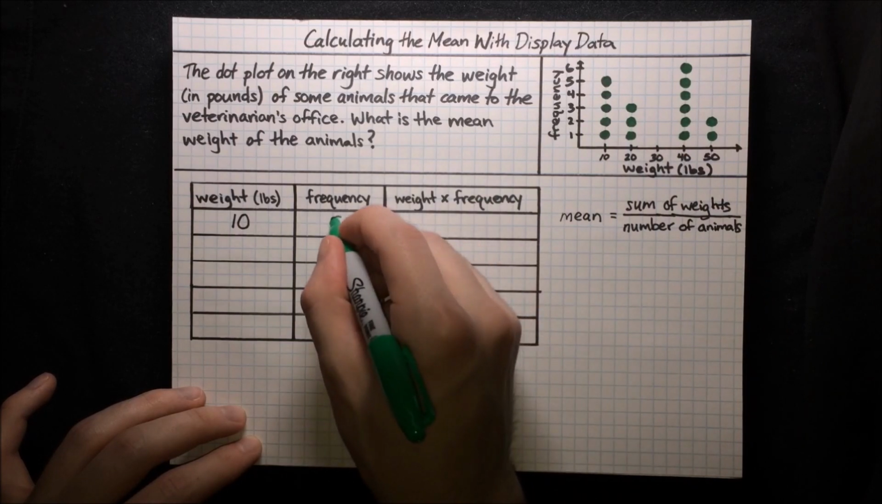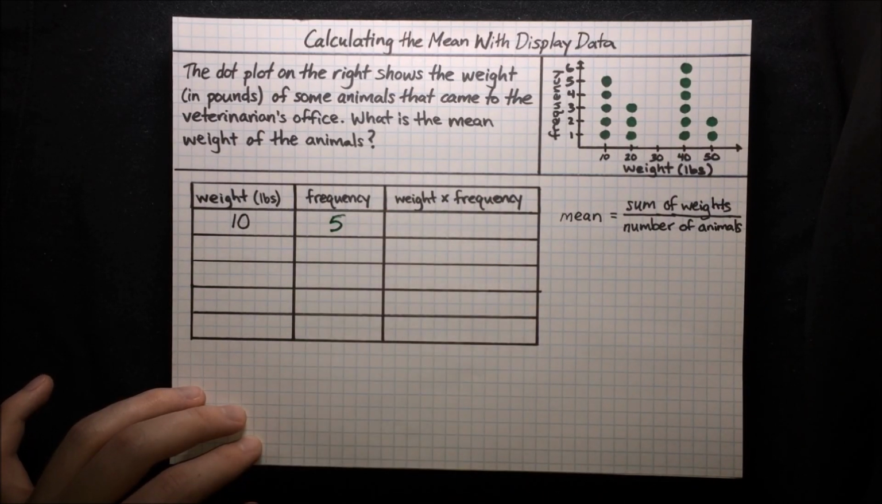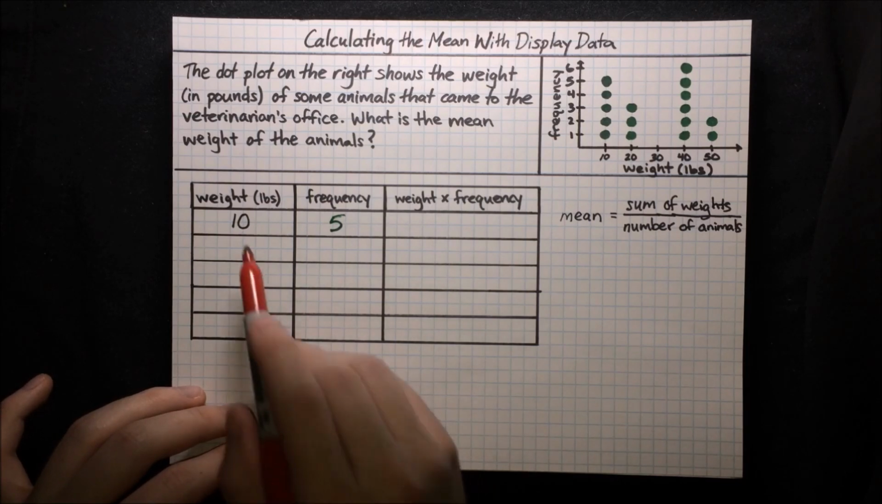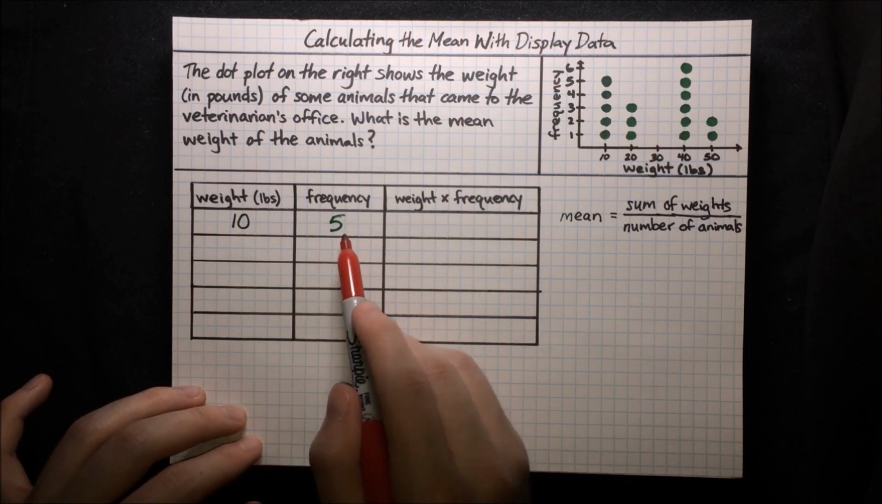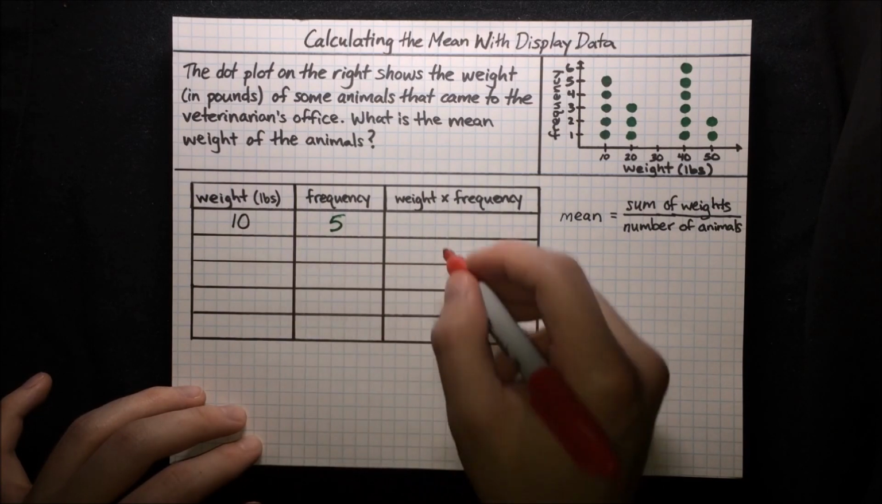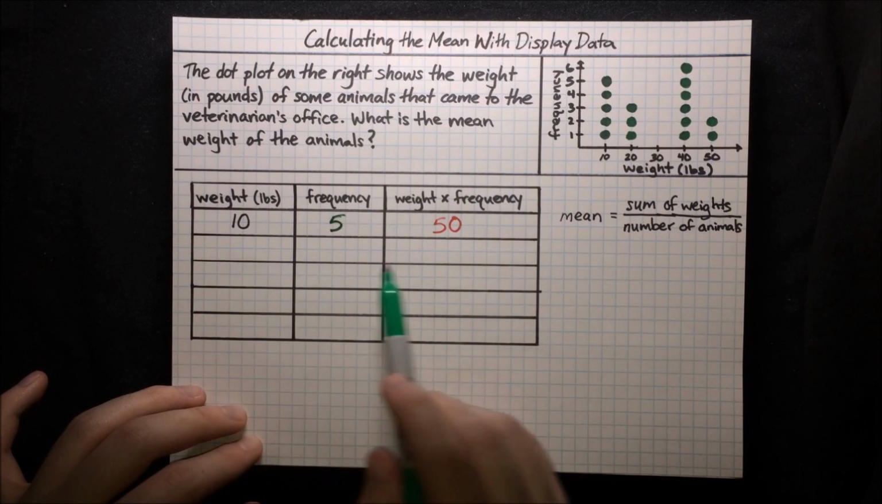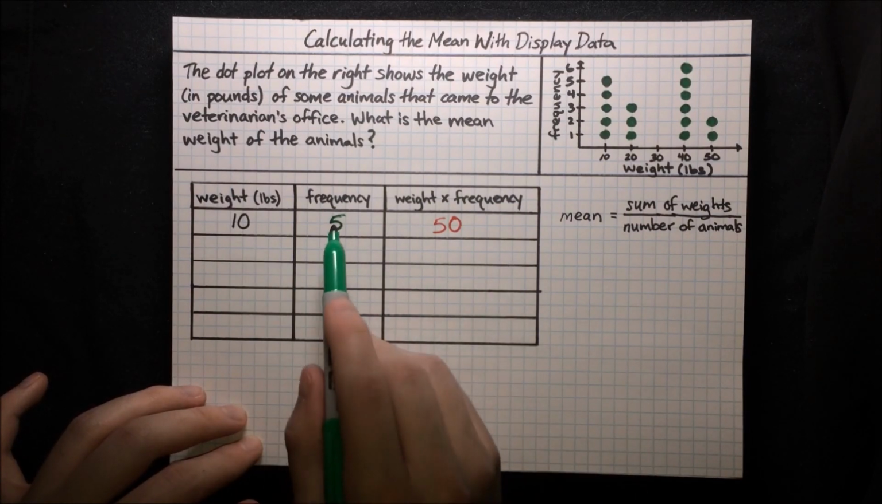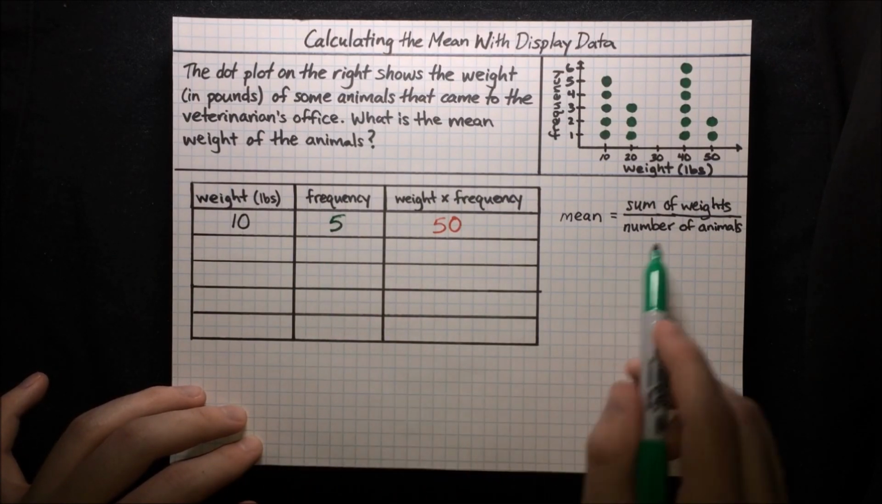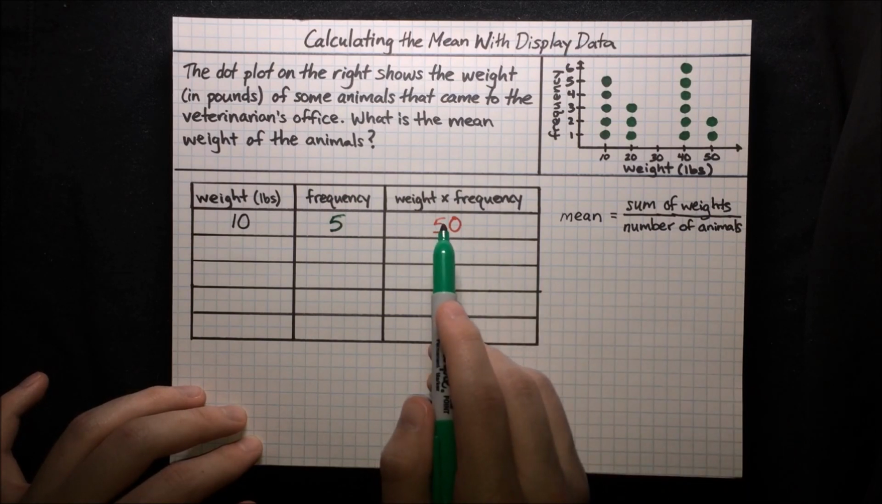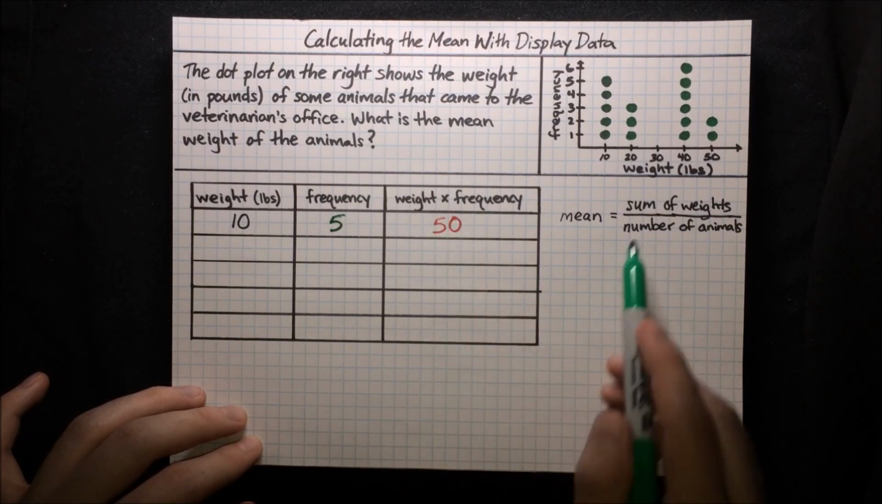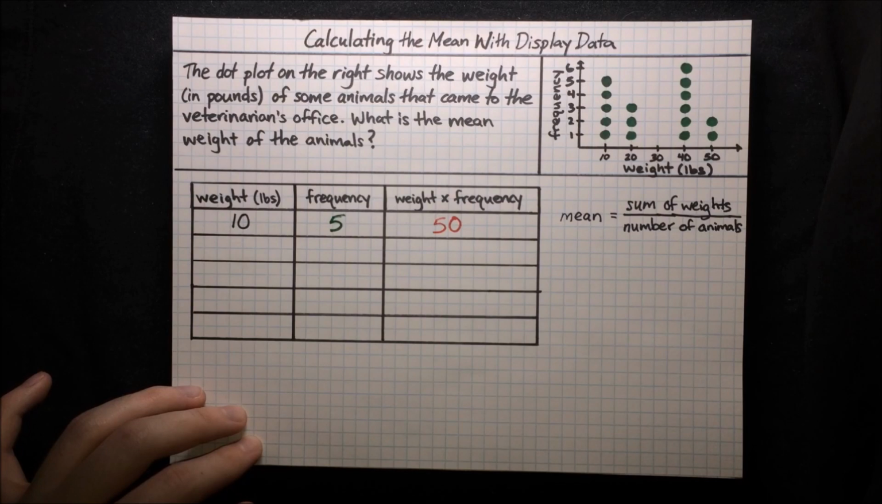So frequency is 5. So that means we can get the sum of the weights of all those animals by just multiplying the weight by the frequency. 5 animals at 10 pounds means 5 times 10, which is 50 pounds. So we'll continue filling in this table, and then once we're done, the sum of all the frequencies will be the number of animals, and the sum of all the weight times frequency will be the sum of all the weights.